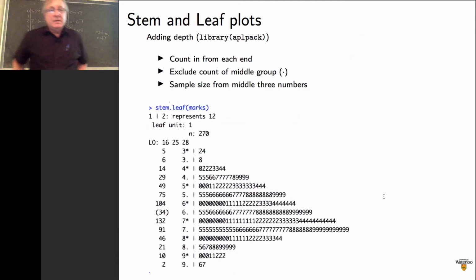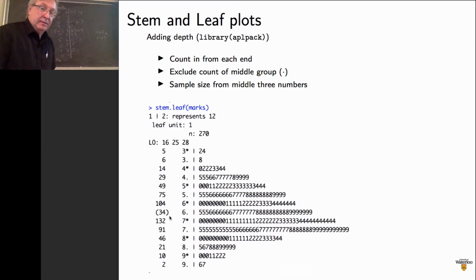Okay, so depths, like I did on the board there, we can count in from each end. In R, there's a function in the APL package. If you install that package, stem.leaf will actually give you the depths. And it constructs the depths exactly as I said. You count in from each side until you're in the middle, and then you just bracket the middle points. So now you know the sample size is the sum of those three numbers. And you know the median's in there somewhere.